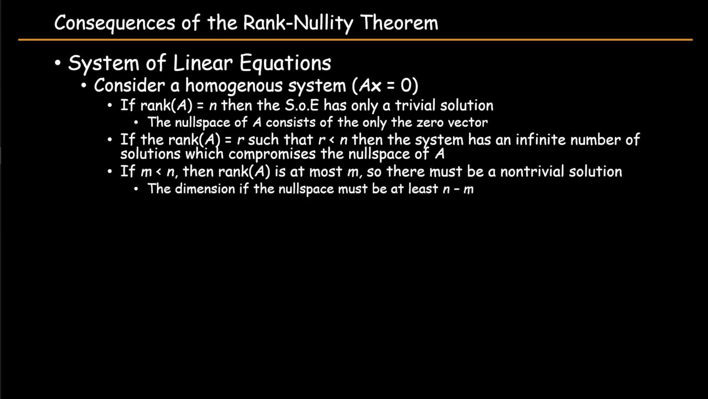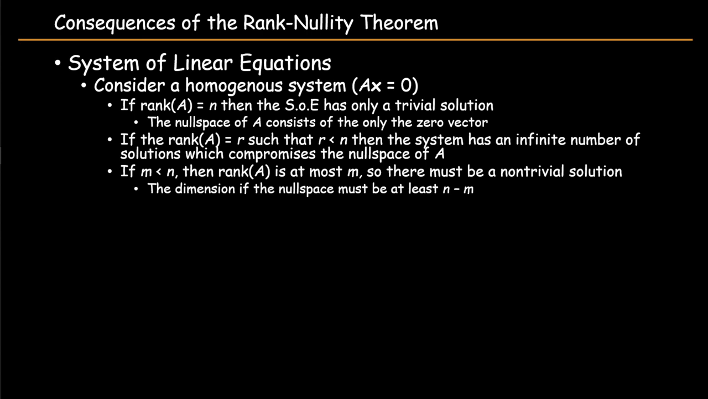And then lastly, if m is less than n, so that means there are more unknowns than equations, then the rank of A is at most m, so there must be a non-trivial solution. And additionally, the dimension of the null space should be at least n minus m.